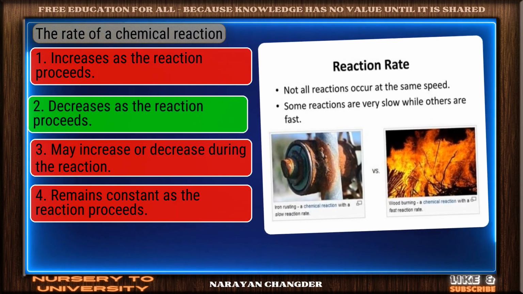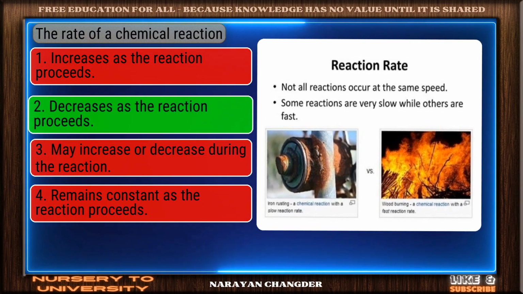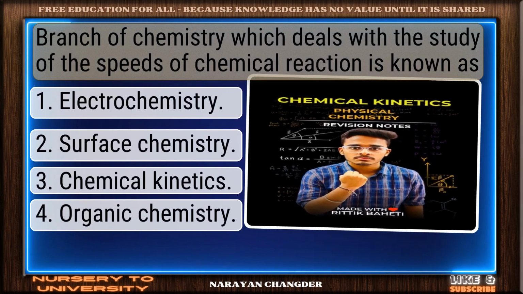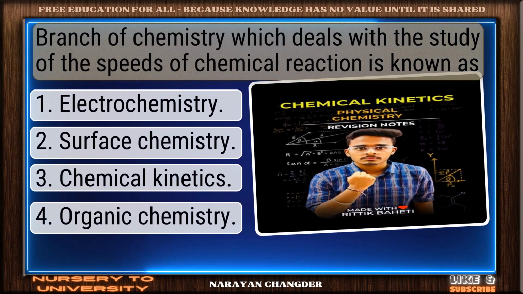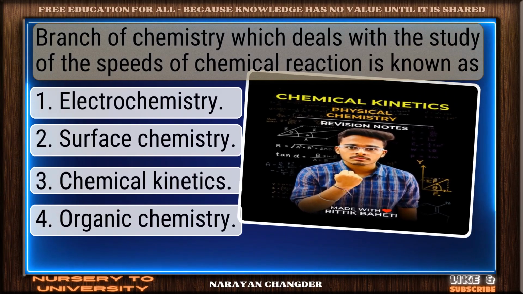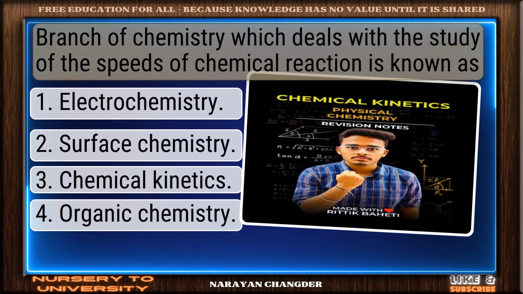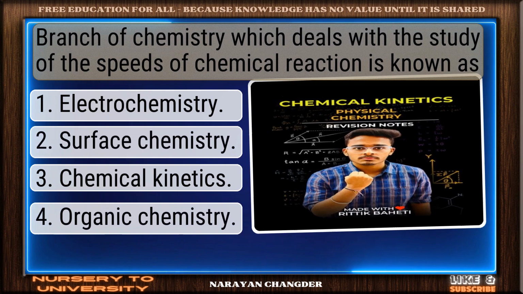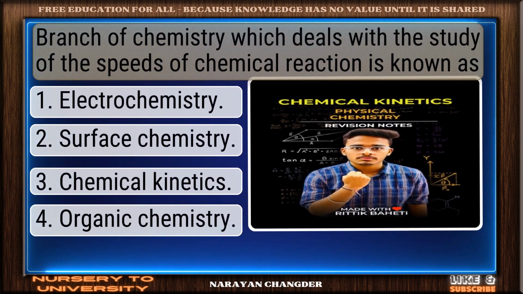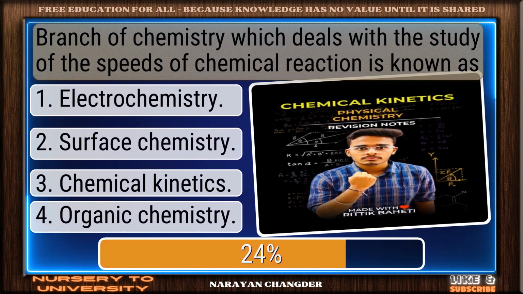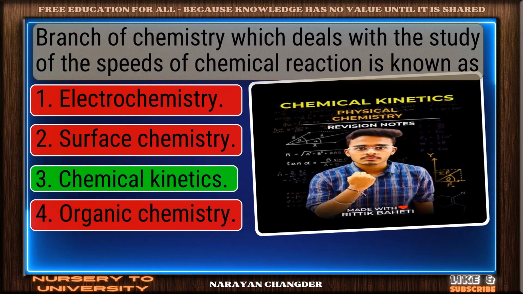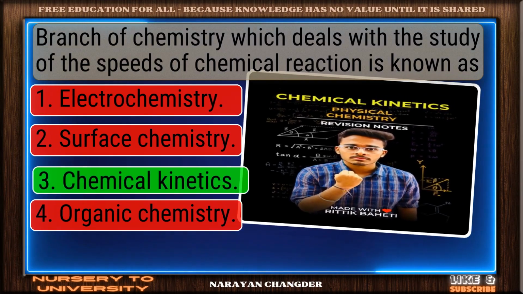On track, decreases as the reaction proceeds. Branch of chemistry which deals with the study of the speeds of chemical reaction is known as? Option 1, electrochemistry. Option 2, surface chemistry. Option 3, chemical kinetics. Option 4, organic chemistry. You're on fire, chemical kinetics.